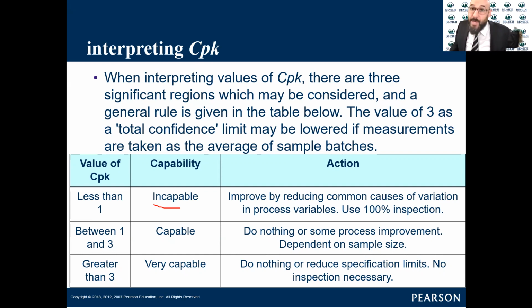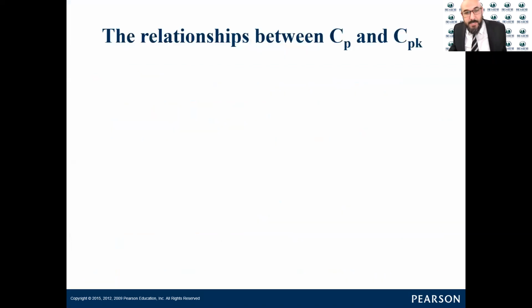Between 1 and 3, the process is capable. So it's more than 1, so the process is capable. Do nothing or some process improvement. You could do nothing or some process improvement, depending on the sample size. Maybe you need a bigger sample size. Greater than 3, very capable. Do nothing or reduce the specification limits. Maybe the specification, the tolerance, is too loose. So maybe this is where you need to reduce the specification limit. No inspection is necessary in this case.